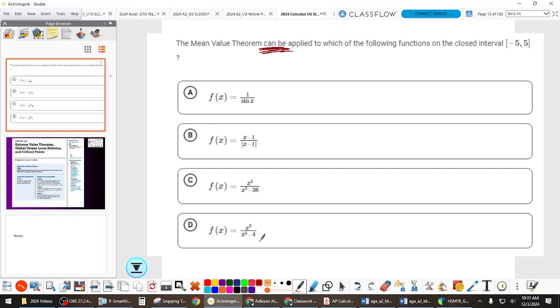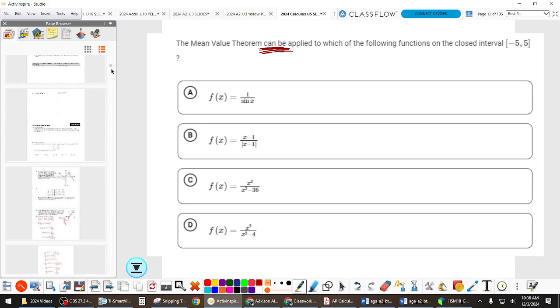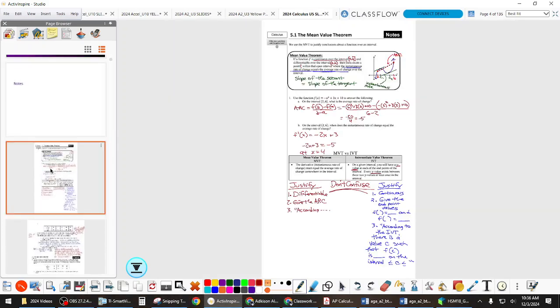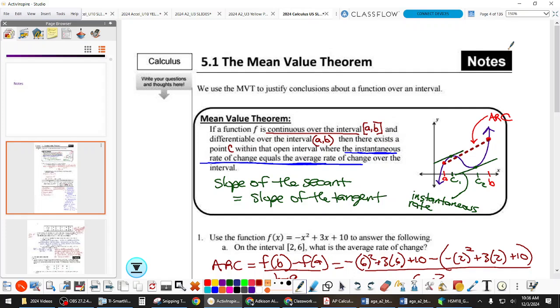So we're really looking at the conditions for being able to use the mean value theorem, which are what? Do you remember? In order for the mean value theorem to apply, stuff has to be true. If we go back to the theorem, it's this if part. If a function is continuous and differentiable, so it has to be both, then we really need to check if that's true.